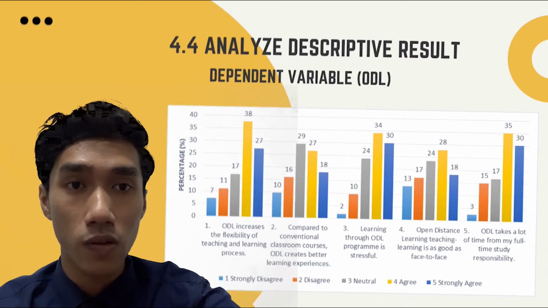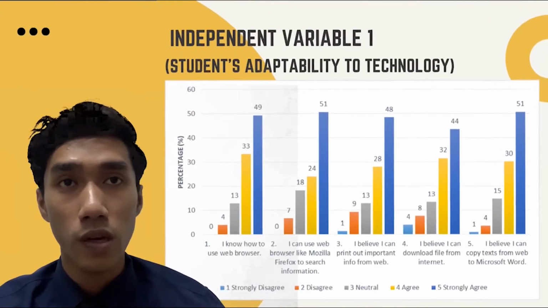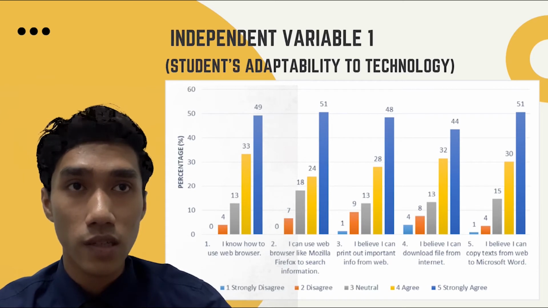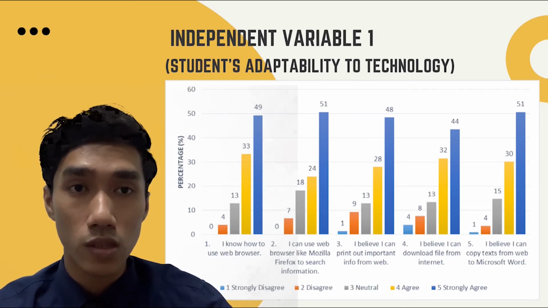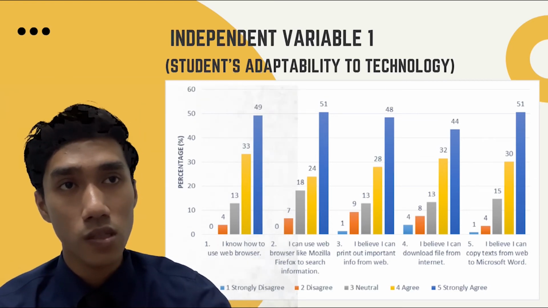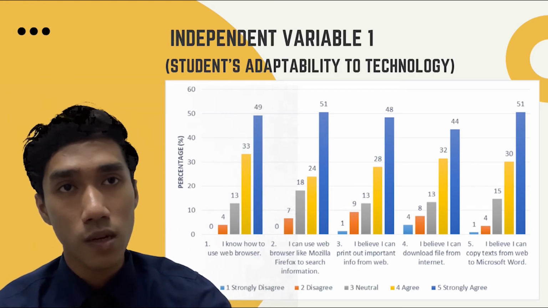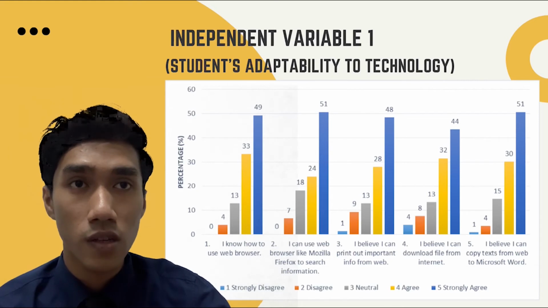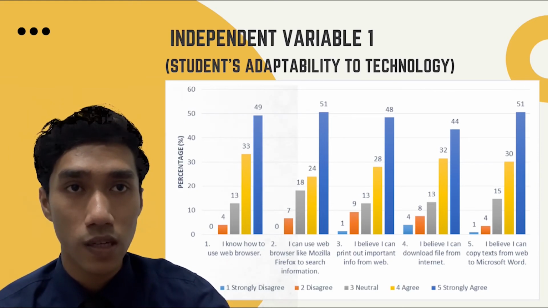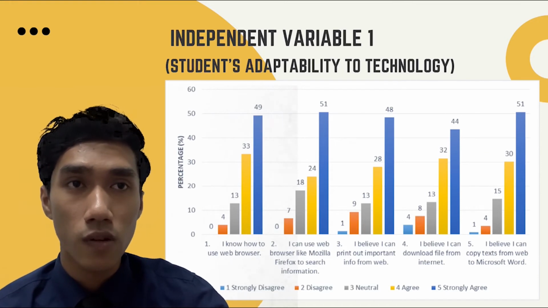Now let's look at our first IV. For question 1, the majority, 49% of respondents, strongly agree that they know how to use a web browser. For question 2, the majority, 51% of respondents, strongly agree that they can use a web browser like Mozilla Firefox to search information. For question 3, the majority, 48% of respondents, strongly agree that they can print out information from the web. For question 4, the majority, 44% of respondents, strongly agree that they can download files from the net.